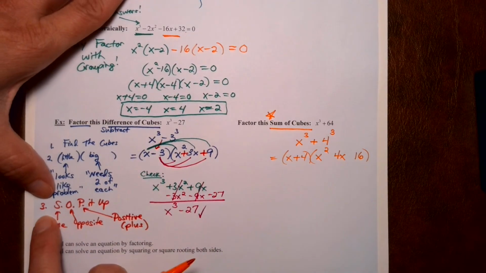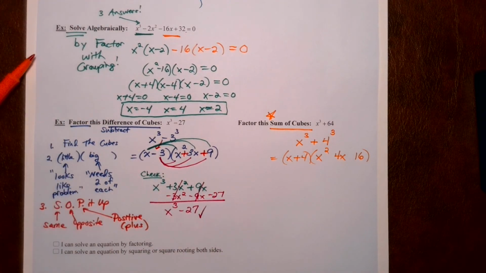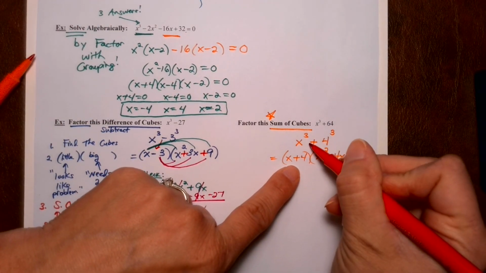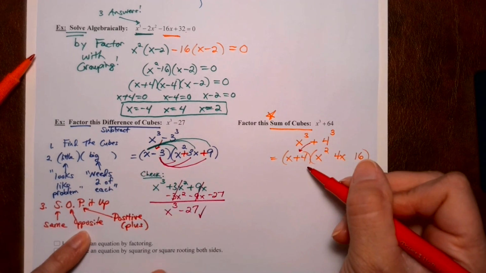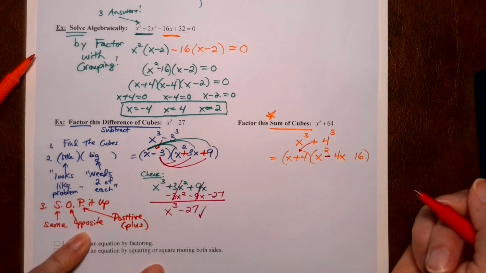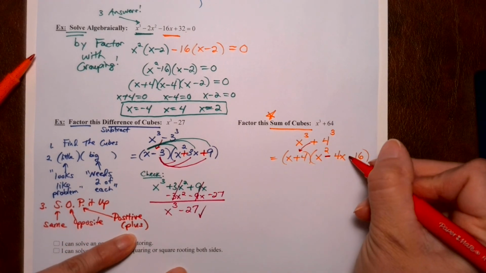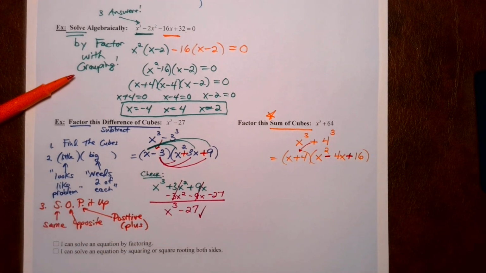Okay, and finally, sop it up. Sop it up. So I know the first sign looks like the problem, plus. The second one is opposite. Don't put a plus, put a minus. And the last one always gets a positive.